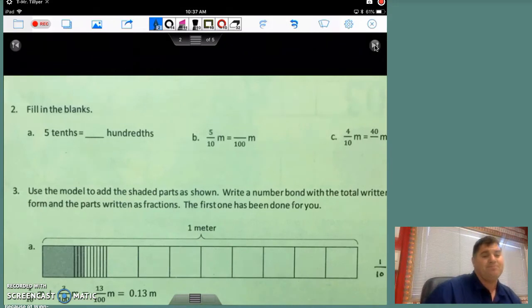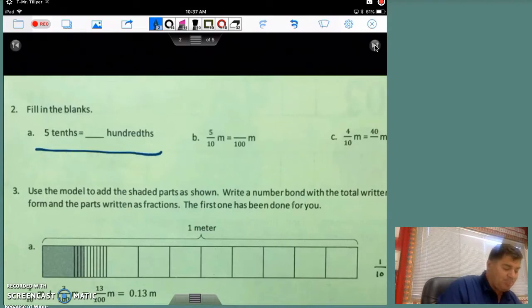Fill in the blanks. 5 tenths equals how many hundredths? Well, if we had tenths, we could draw a picture of it. There's 1, 2, 3, 4, 5, 6, 7, 8, 9, 10. So that is tenths right there. 5 tenths: 1, 2, 3, 4, 5.